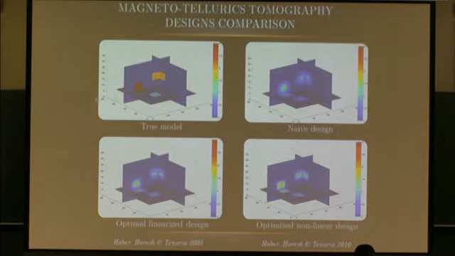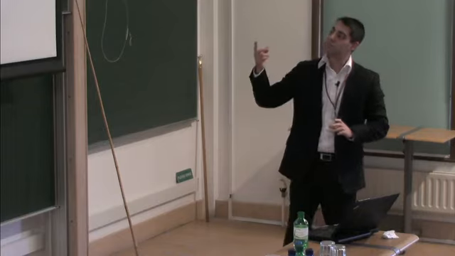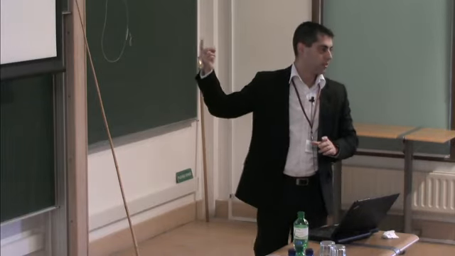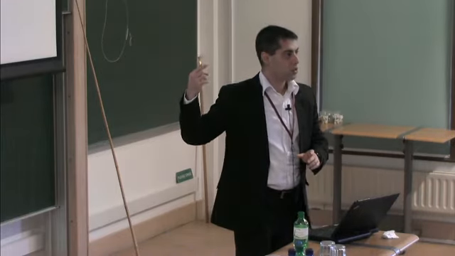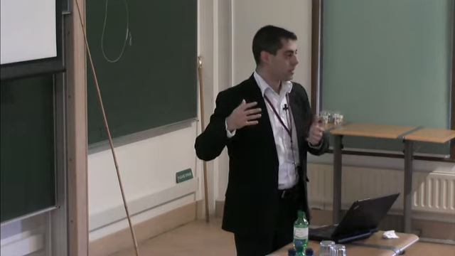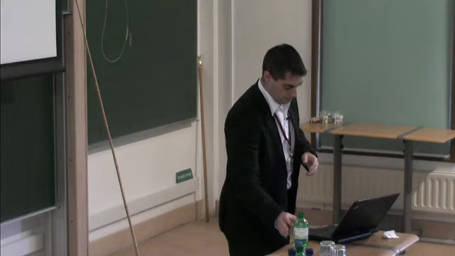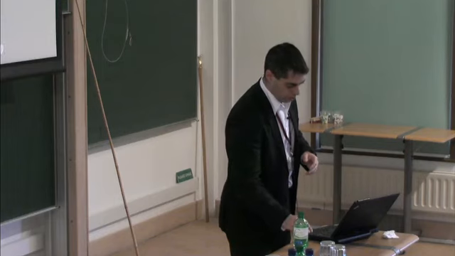So here is an example. That's the true model. Here is what you can get with a naive design in terms of recovery. And this is the recovery with an optimal design. And you can see better definition of the shape and the intensities. But more than that, the variability is actually smaller, and that's even more important. So you manage to mitigate uncertainty, and that's an even bigger win of that approach.